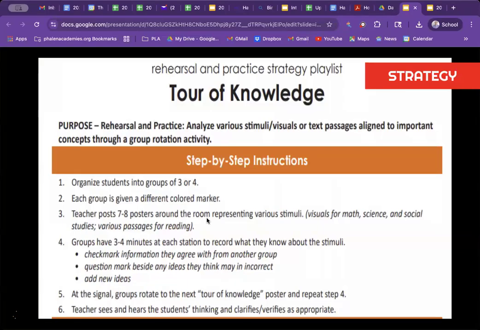And once they are given a signal, they rotate to the tour of knowledge poster, and they do step 4, which is they check mark information they agree with from another group, or they question mark something that they may think is incorrect and have a question about, or they can add new ideas. And then the teacher sees and hears the students' thinking and clarifies and verifies as appropriate. Very fun activity to do.